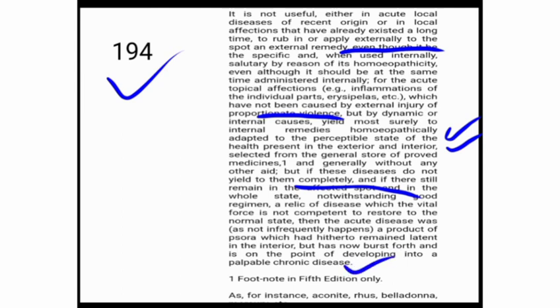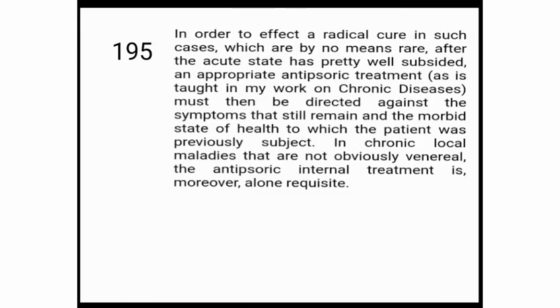The latent miasm may be syphilis, sycosis or psora; three things may be found, which make the vital force not competent, so that part of the disease remains on that spot. Okay, 194 says what happens if the disease is not cured. Then 195 says how the radical cure will occur.